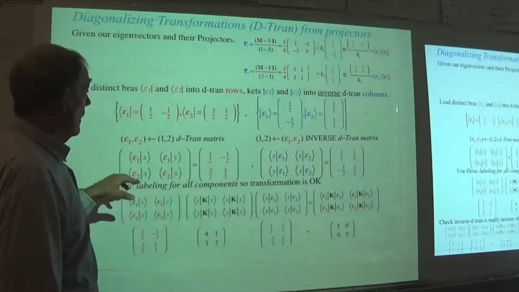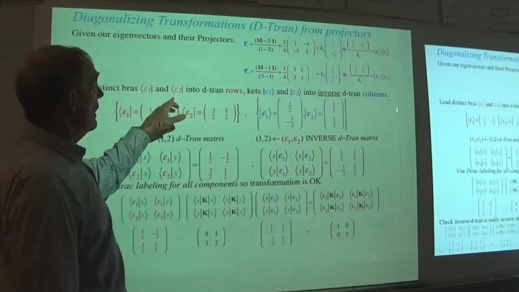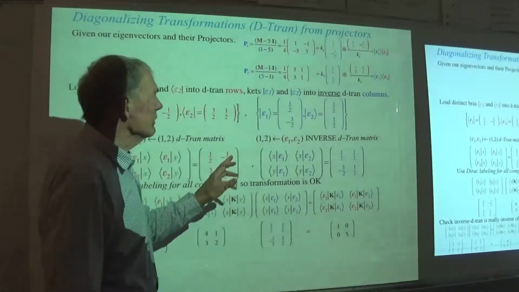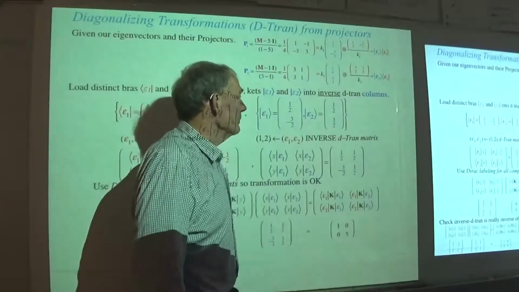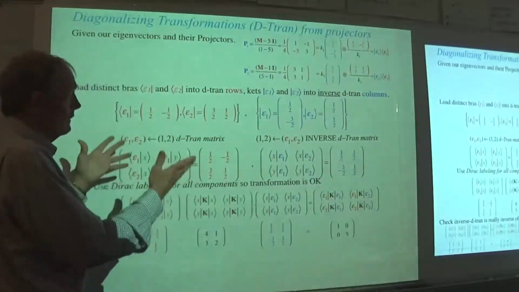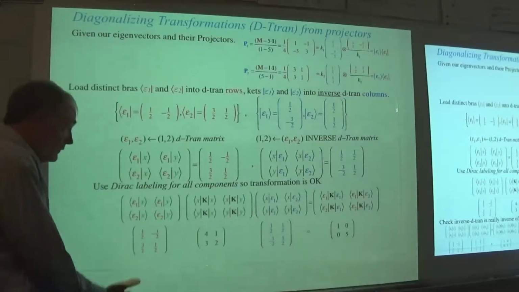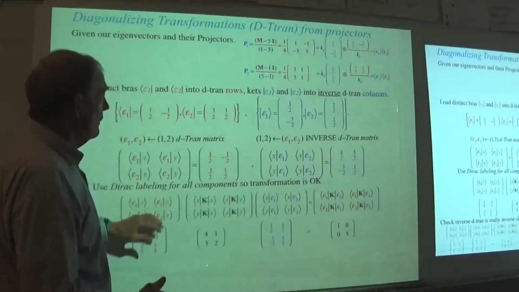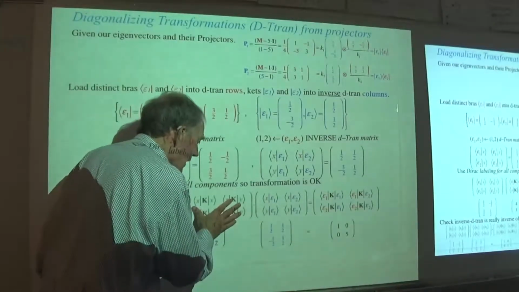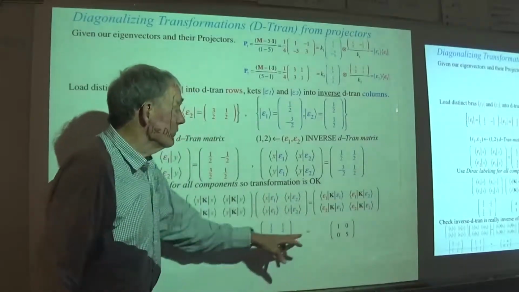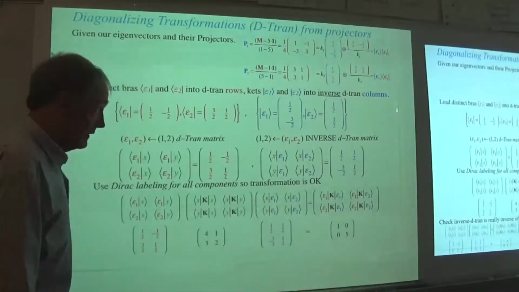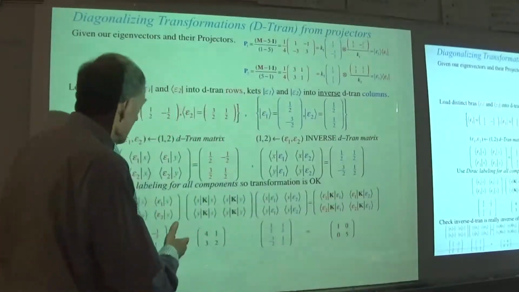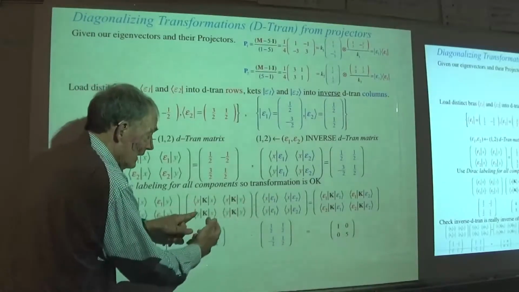So basically you load distinct bras into the D-tran rows. D-tran stands for diagonalizing transformation, and these kets into the columns. And you've got to write a program to do this if you're going to use all this stuff on a computer. This is the prescription right there. And then you're all set up. This matrix right here, then the thing you're diagonalizing, and then this matrix right here is going to give you a diagonal matrix. That is the representation in the epsilon basis from the representation in the xy basis.